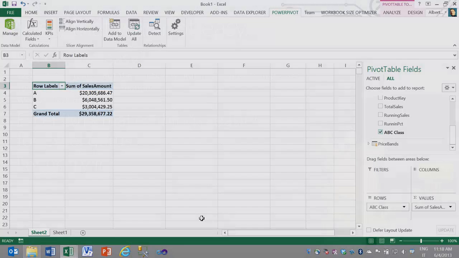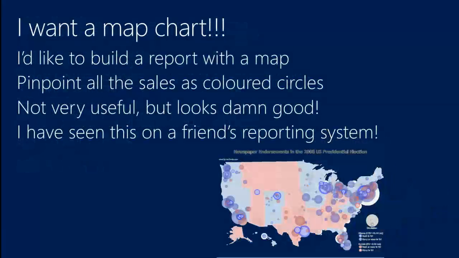Let's go back to our slide. And the final point that I want to show you, I'm not going to spend a lot of time on this just because there are a lot of very, very cool demos about how to use Power View. But the point is that customers normally say, hey, I see that everybody has maps.